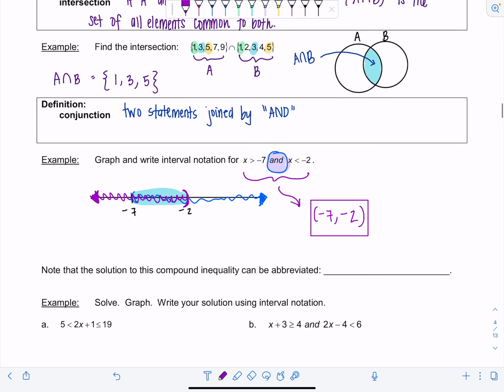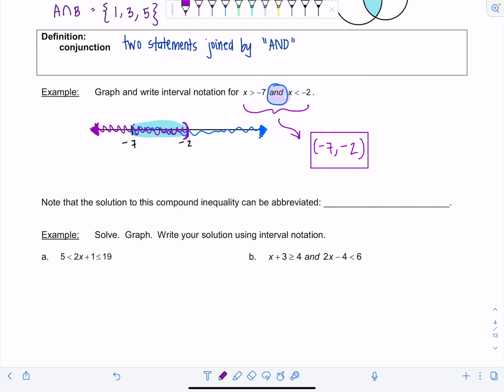All right, now notice that the solution to this compound inequality could be abbreviated. So instead of writing out x is greater than -7 and x is less than -2, we could have just written -7 is less than x is less than -2, right? So instead of writing two inequalities with the word and, we could have just written that one compound inequality. All right, so here we go. Let's try a few more.